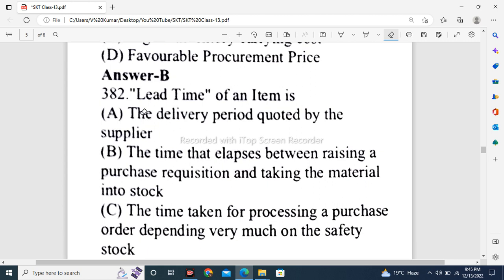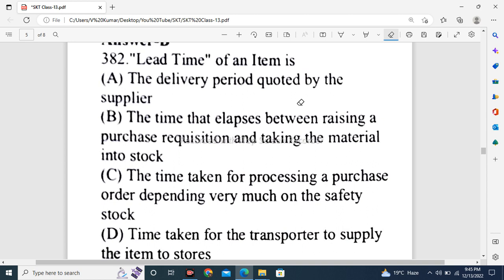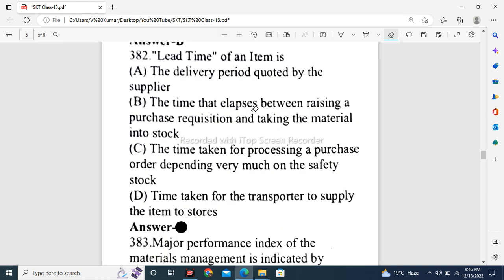Next, lead time of an item is: what is lead time? B. The time that elapses between raising a purchase requisition and taking the material into stock. Lead time of an item is the time that elapses between raising a purchase requisition and taking the material into stock.